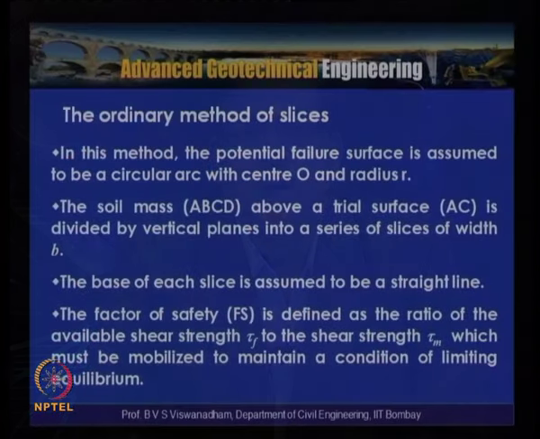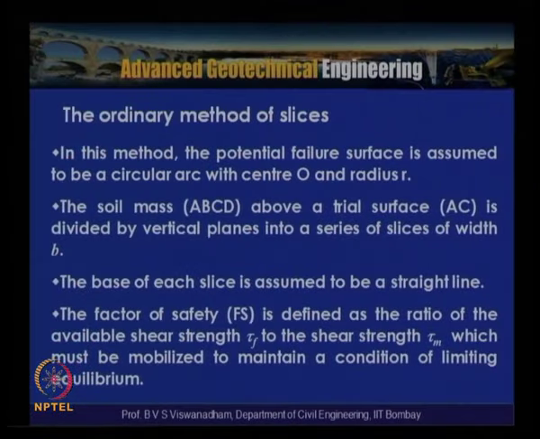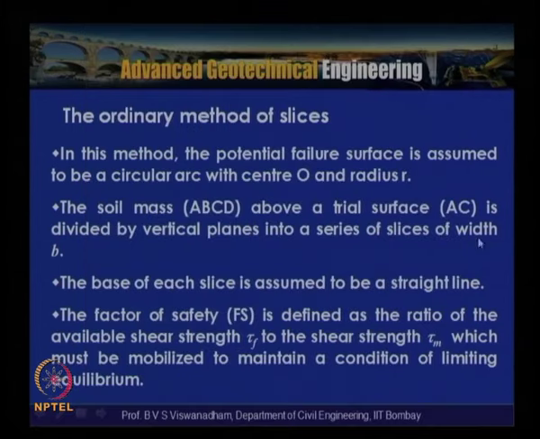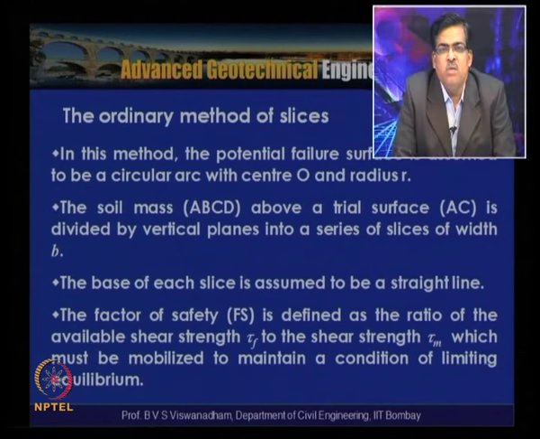Now let us look into the ordinary method of slices. In this method, the potential failure surface is assumed to be a circular arc with center O and radius r. The soil mass ABCD above a trial surface AC is divided by vertical planes into a series of slices. As we have discussed, one of the limitations of the undrained slope stability analysis with phi equal to 0 is the determination of area, the weight, and d.